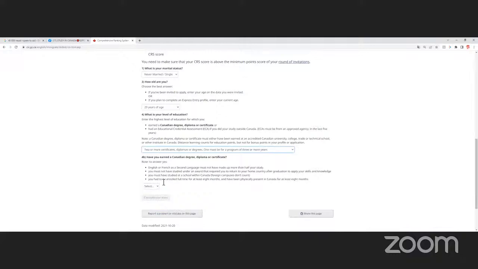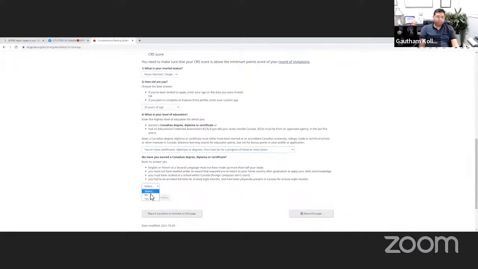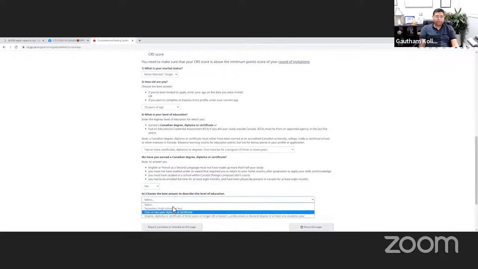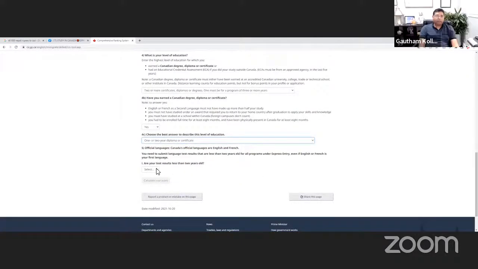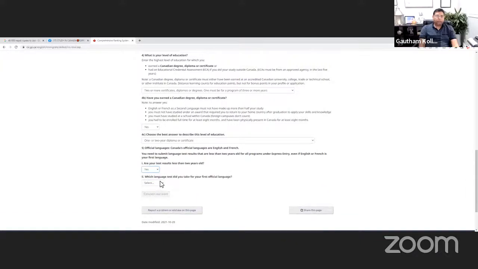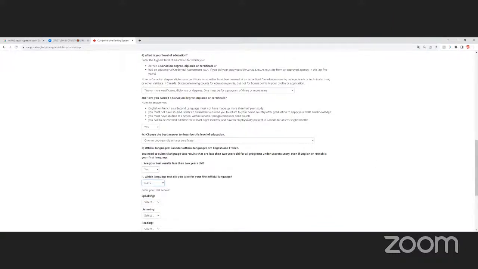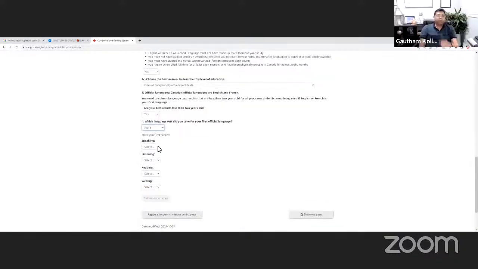Okay. Next, have you earned a Canadian degree or certificate? Yes. Then choose the best answer for the level. So this is a one or 2 year diploma or certificate. Okay. And IELTS, less than 2 years. Yes. What language test did you take for your first official language? IELTS. And let's put in the highest score you would be able to get.